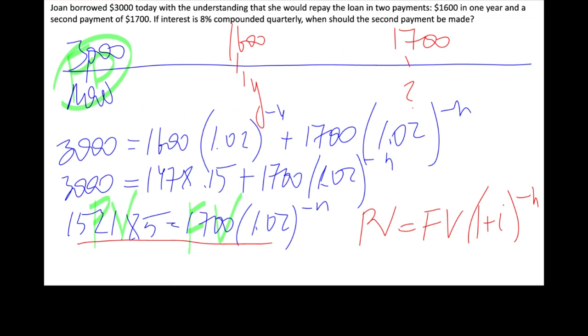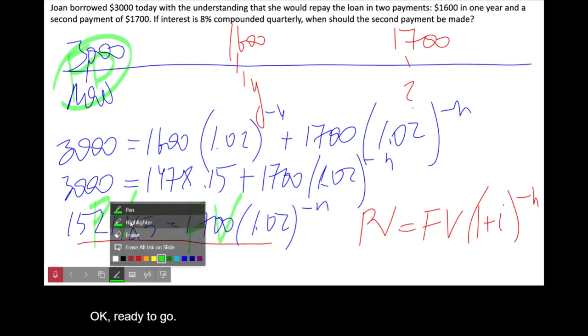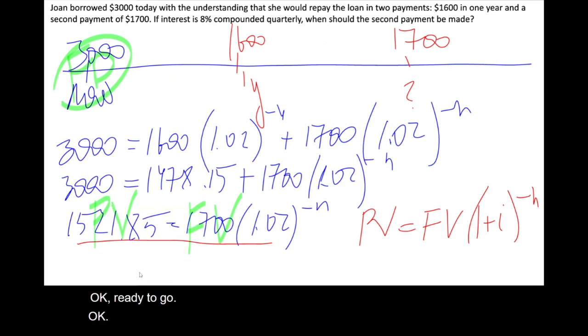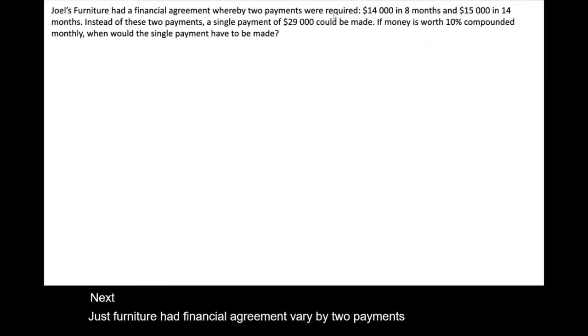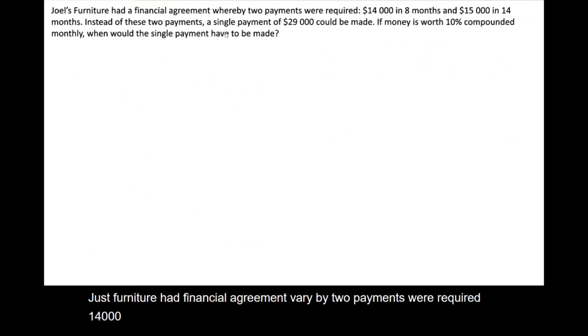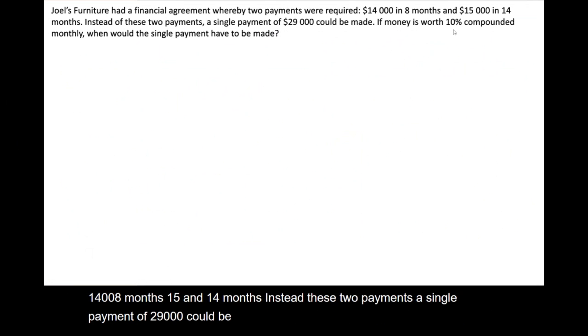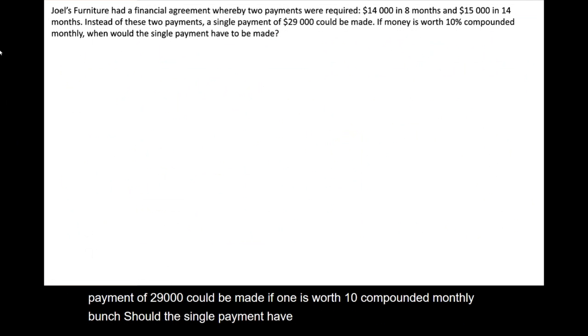Okay, ready to go? Okay, next. Joe's Furniture had a financial agreement whereby two payments were required, 14,000 in 8 months and 15,000 in 14 months. Instead of these two payments, a single payment of 29,000 could be made if money is worth 10% compounded monthly. When should the single payment have to be made?